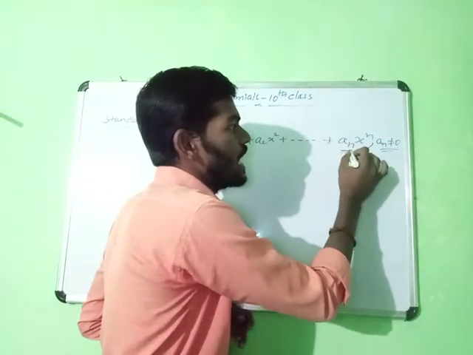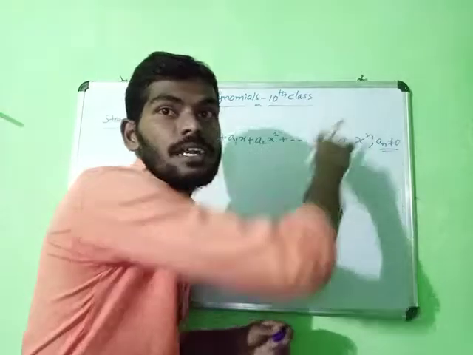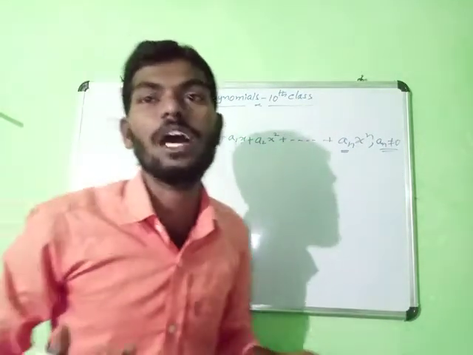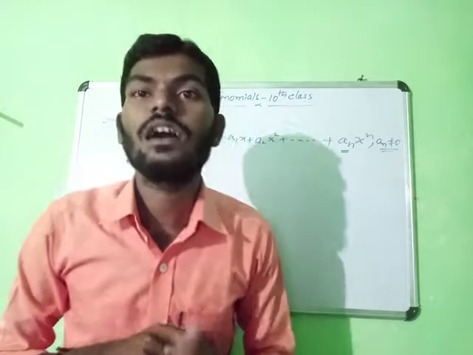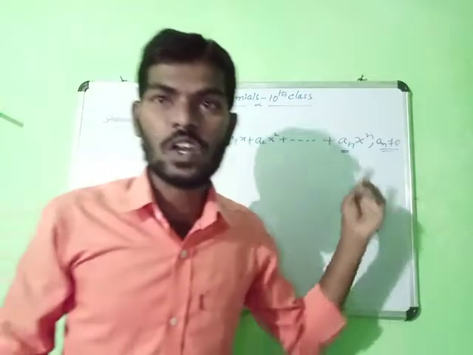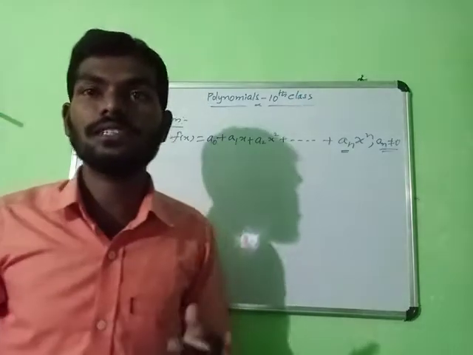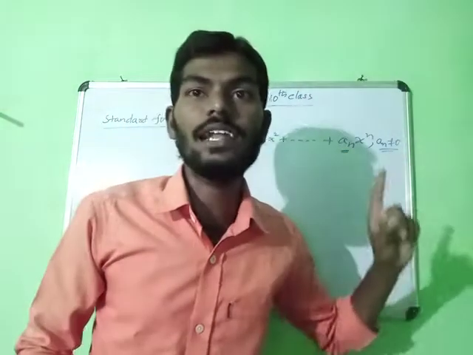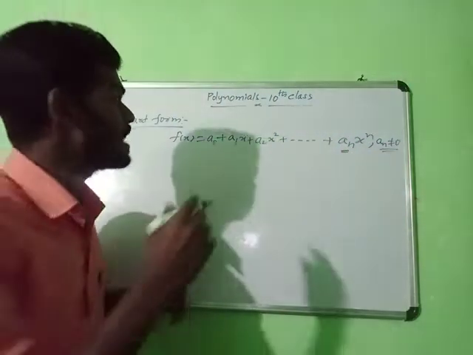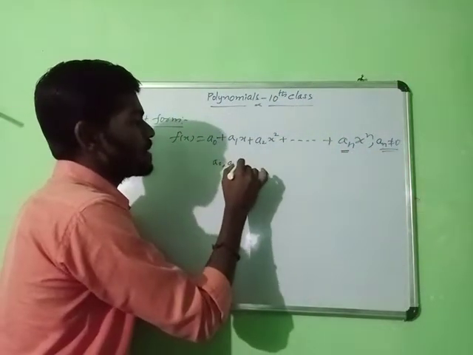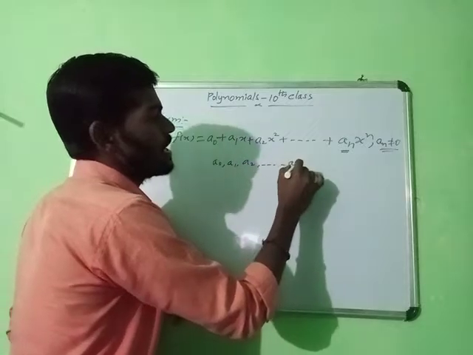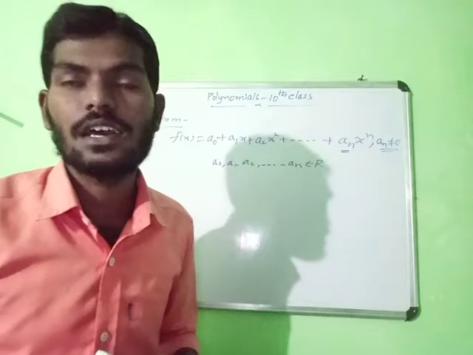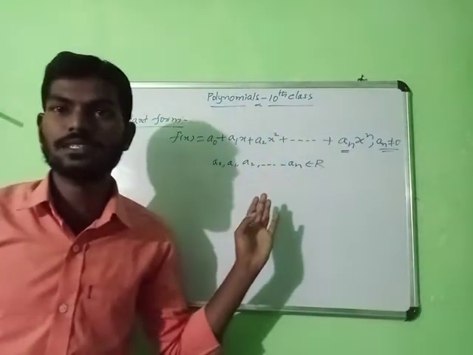For example, if an equals 0, this term disappears. So the degree of the polynomial will decrease or change. So the condition is an is not equal to 0. And here a0, a1, a2, and so on up to an belong to the real numbers; they are constants or coefficients.